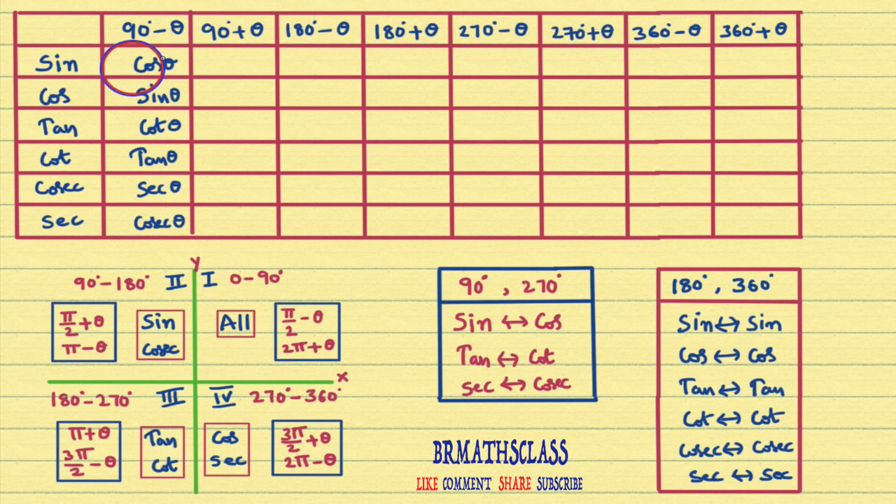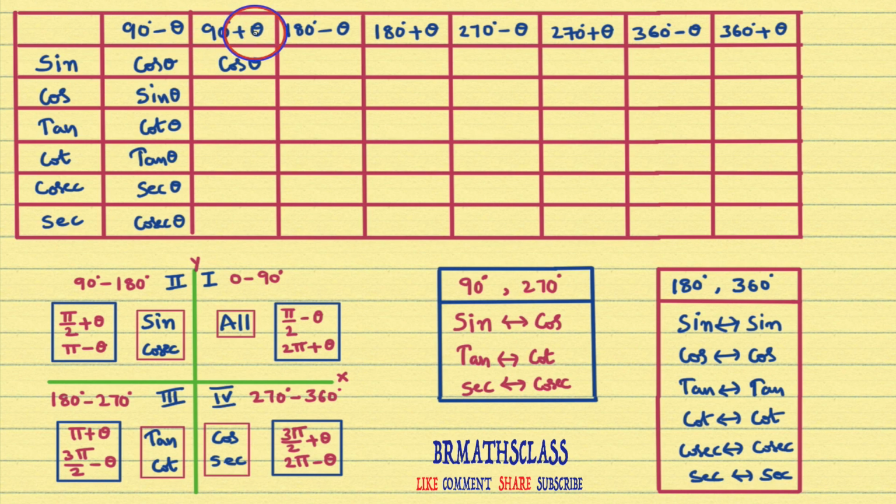Now you see here sine 90 degrees plus theta. Here 90 degrees, pi by 2 is there. Whenever you see 90 degrees, 270 degrees in allied angles, sine changes to cos theta. Pi by 2 plus theta, which quadrant? Pi by 2 plus theta is second quadrant. In second quadrant, sine is positive. So this is plus cos theta.